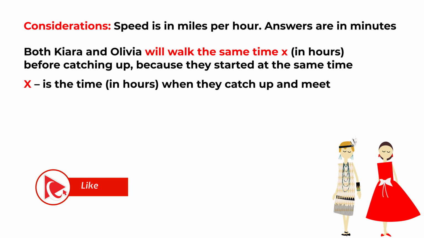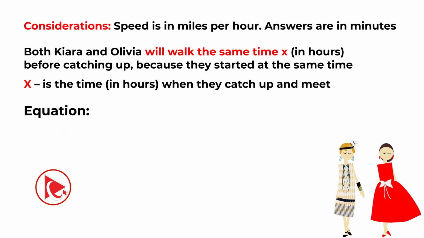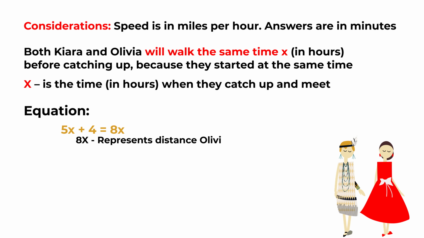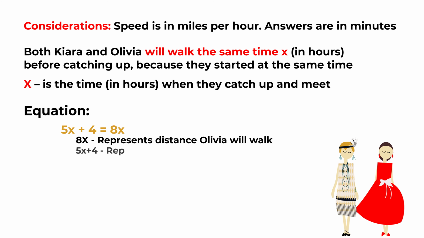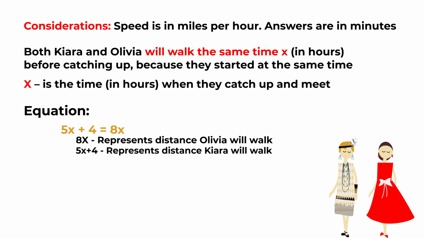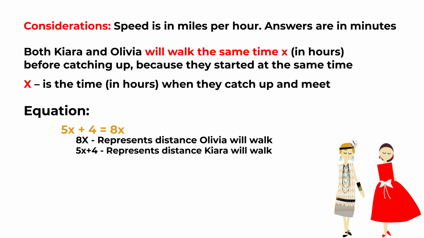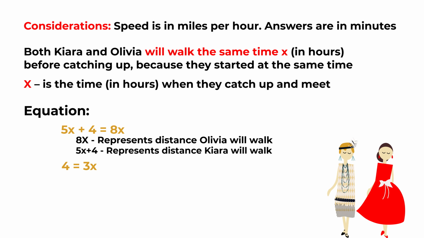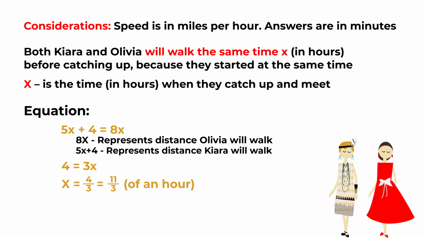To solve this challenge, we need to build an equation. 5x plus 4 equals 8x. 8x represents how much Olivia will walk, and 5x plus 4 is representing how much Kiara can walk. And the starting point for this will be starting point of where Olivia starts, since Olivia starts 4 miles behind. So if we simplify this equation, 4 will be equal to 3x, and x will be equal 4/3 or 1 1/3 of an hour.